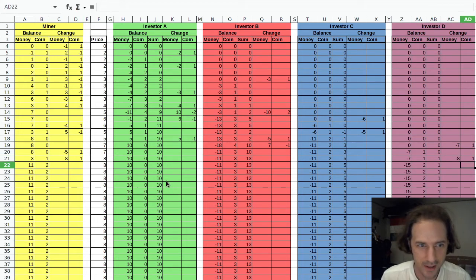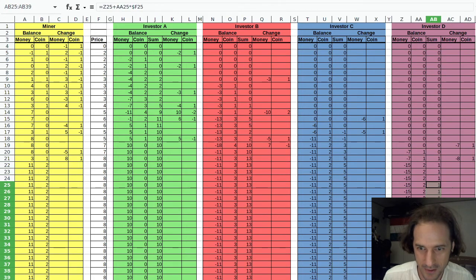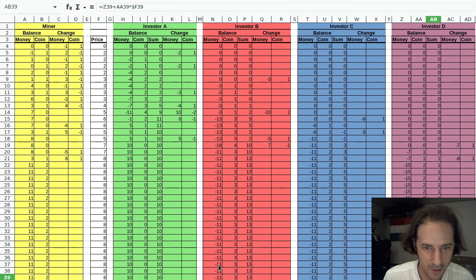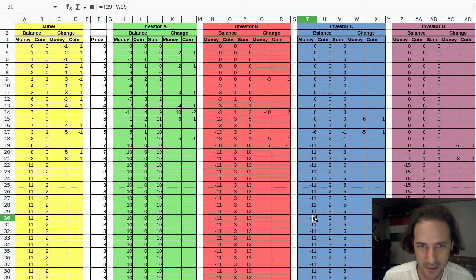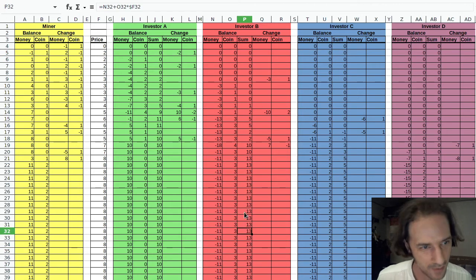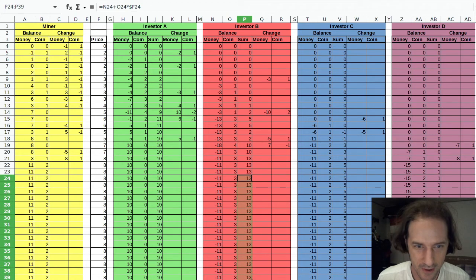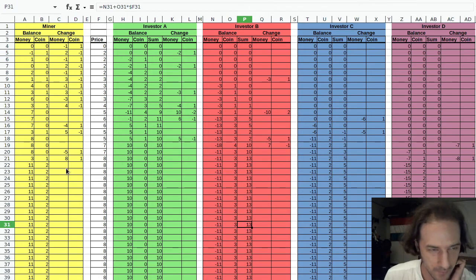And now everyone is happy. So what's going on? Everyone has a positive balance sheet, even though the only person who actually made money is investor A. Investor B, investor C, investor D are all heavily in debt as it comes to their monetary resources, so the money, but they have coins, and the coins are very expensive, so their net worth is higher. So here, investor B is the richest person, of course.